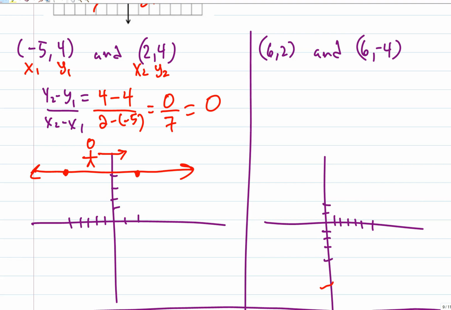What happens on the next one? What's my y2 minus y1? What's my y2? Basically the second y value minus. What is negative 4 minus 2? Over, what is x2? Minus, what's 6 minus 6? What is negative 6 divided by 0?